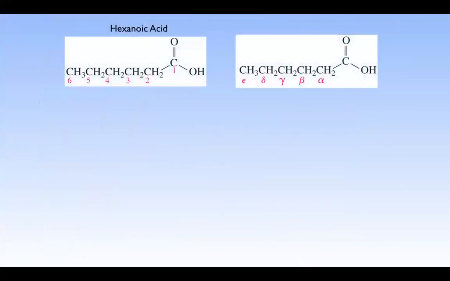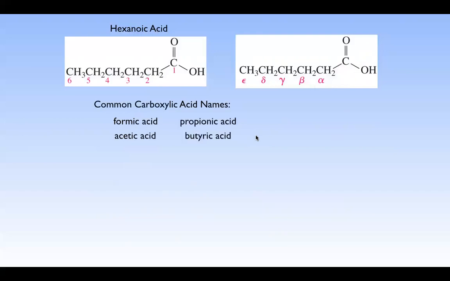Okay, here is our hexanoic acid. I numbered the carbons 1, 2, 3, 4, 5, 6. Over here on the right, I have alpha, beta, gamma, delta, epsilon. The common carboxylic acids will often use those alpha, beta, gamma, delta, epsilon terms.